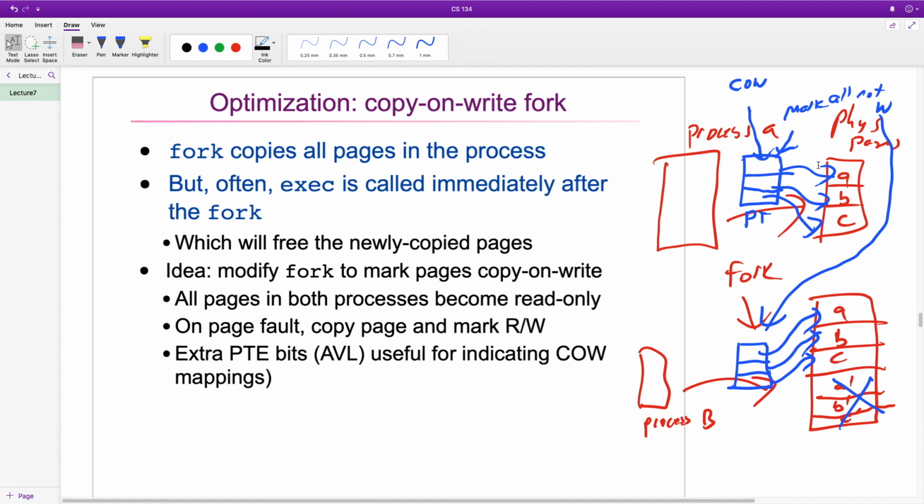Really, you had a question? Yeah, so let's say process A writes to physical page A, so you make a copy. Then if process B wants to write to physical page A, then does it also make a copy? So then do you have three copies for only two processes?